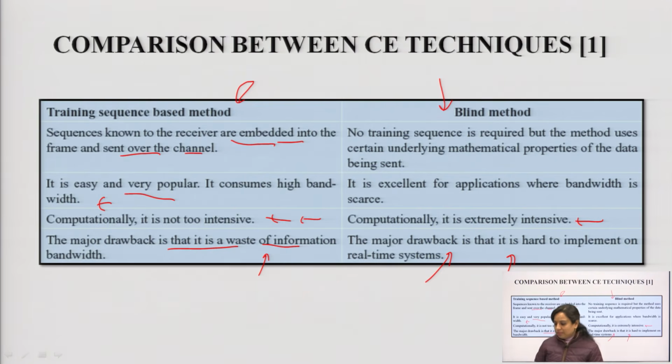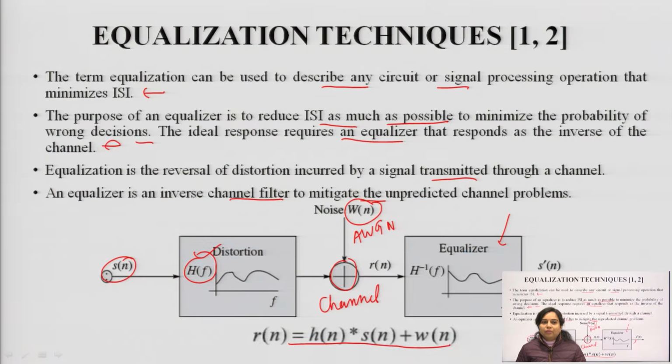So, in the case of a real time system, why can we not implement this blind method? Since we do not know the training sequence, how are we going to train the particular model for the channel estimation? It requires large mathematical operations, a large number of hit and trials. So, real time system modeling is not possible with this blind method. It is only possible with the training sequence, but it comes with the drawback of higher bandwidth.